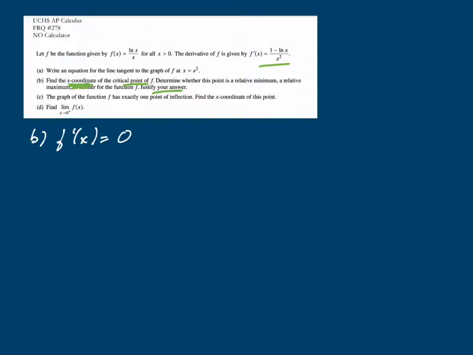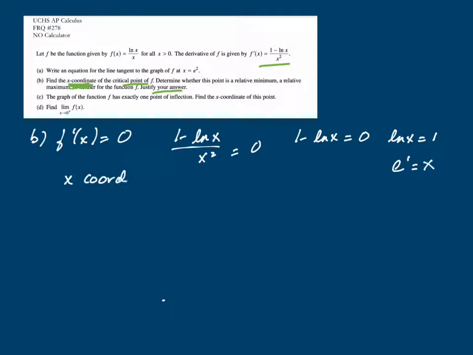So then, we now take the function. 1 minus ln of x over x squared equals 0. So 1 minus ln x equals 0. So ln x equals 1. So that would be e to the 1 equals x when we solve for x. So x is e to the 1. So the x coordinate is e. So the x coordinate of the critical point of f is x equals e.